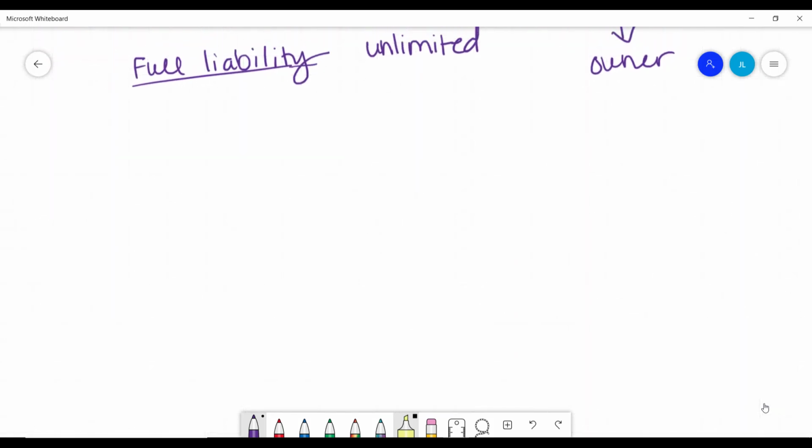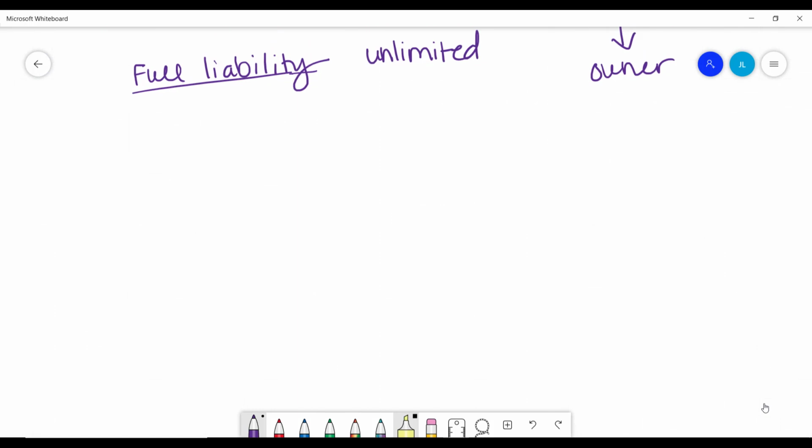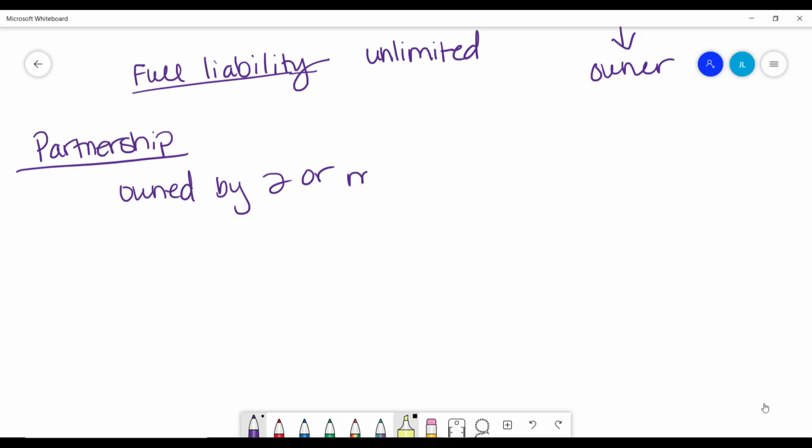Now, another form of business organization is that of a partnership. Okay, so this is still an unincorporated business, just like sole proprietorship is. It's not a corporation. But the difference between this and a sole proprietorship is that it's owned by two or more people at a time, hence the name partnership.